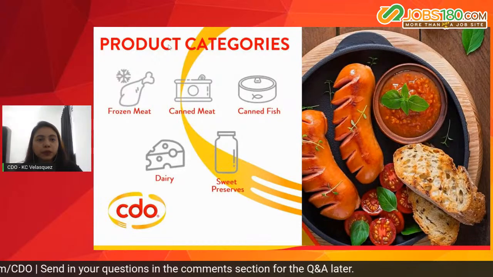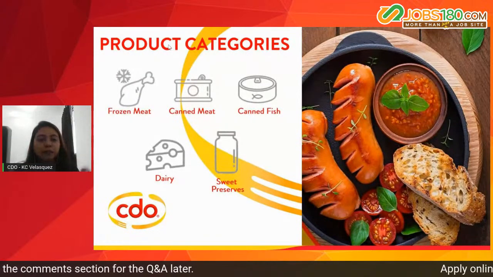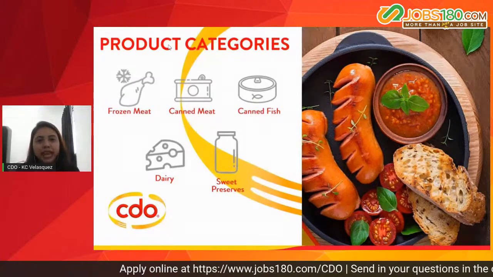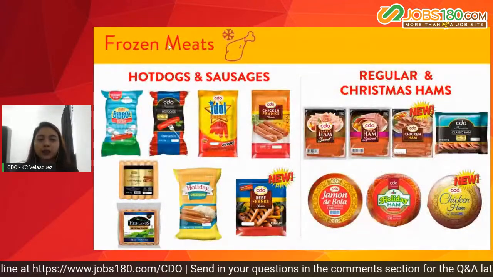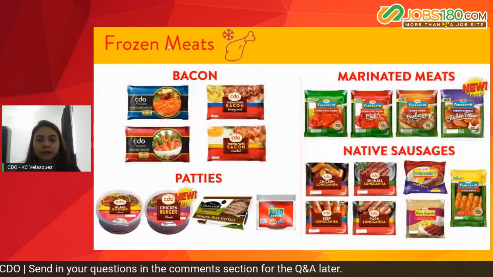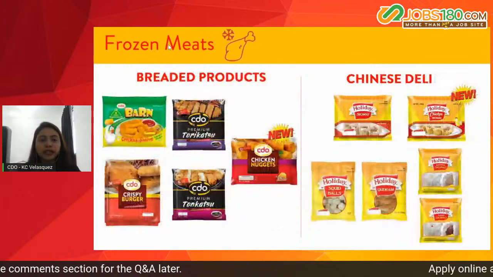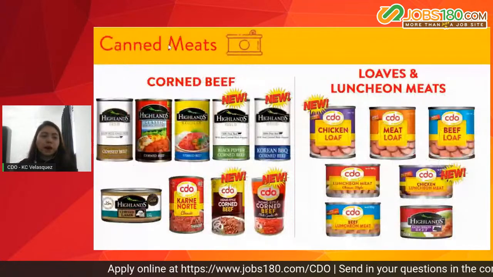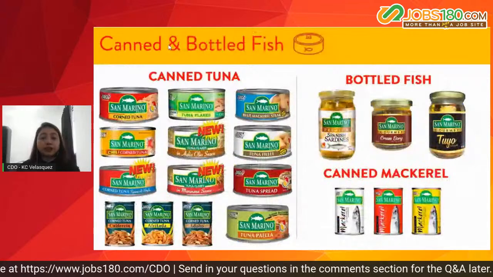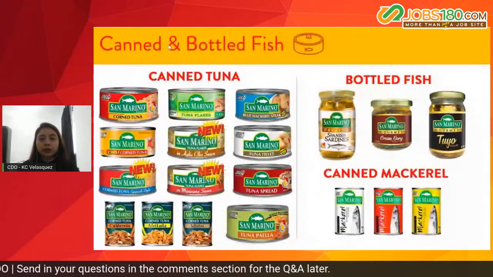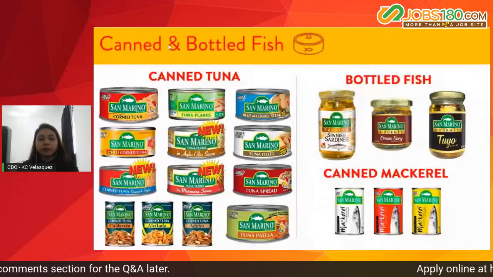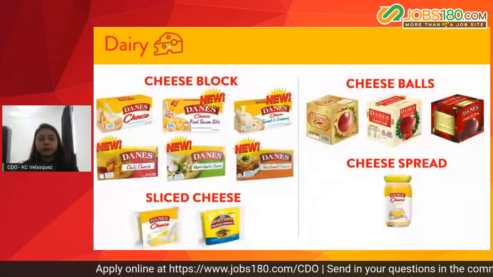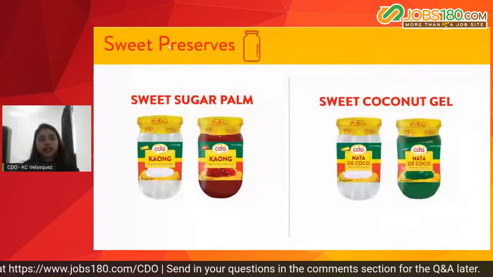For our product categories, just for you to be familiar with: frozen meat, our canned goods, hot dogs, our tocino, I'll be showing it later. Canned meat, canned fish, dairy, sweet preserves. Just as an example, hot dogs and sausages, our Christmas hams, bacon, patties, tocino, and native sausages. For breaded products, we also have nuggets, Chinese deli, siomai, kikiam, siopao. Corned beef, Highlands, carne norte, luncheon meat. For the bottled or canned fish, we are manufacturing San Marino, for those who are not familiar. Dairy products like cheese blocks, sliced cheese, cheese balls, spread, and sweet preserves like kaong and nata de coco.